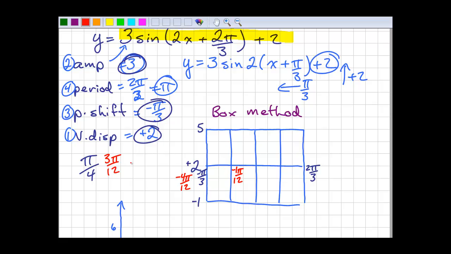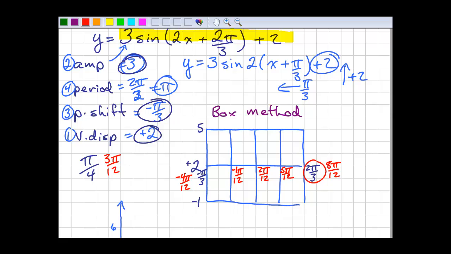Plus another 3 is going to be 2 pi over 12, which is pi over 6. Plus another 3 is going to be 5 pi over 12. And plus another 3 is going to give me 8 pi over 12, which reduces to 2 pi over 3.